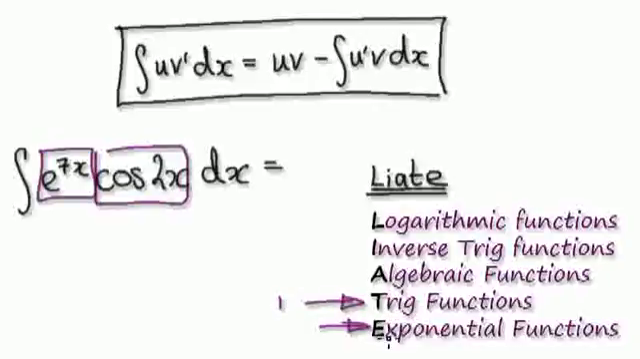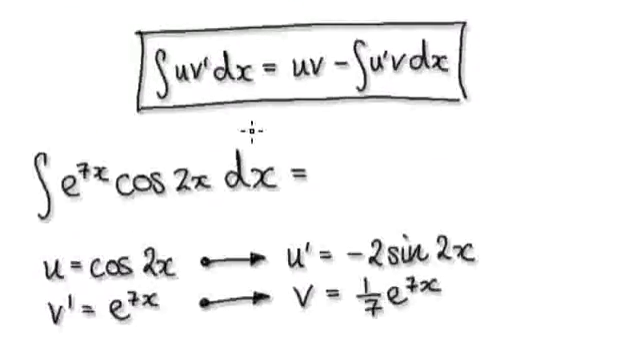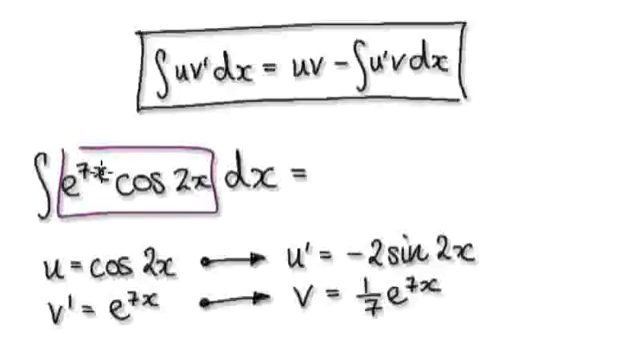Because our trig function is higher than our exponential function, remember we're working our way down the list, then we should make this to be our u. So if you make that to be your u, then you should get to this stage here. So we are going to try and integrate this.